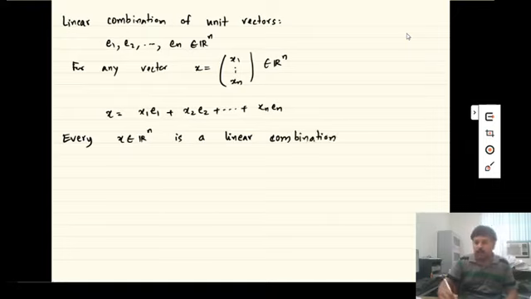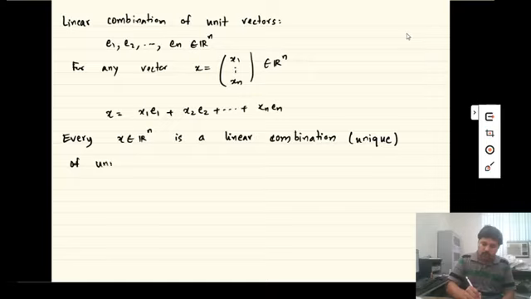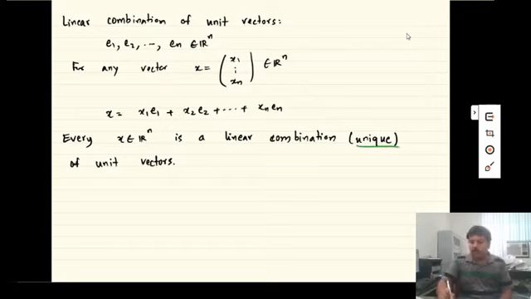And this linear combination, I will just use the word unique, though I will not tell the meaning of this word right away, is a linear combination. In fact, I will say it's the unique linear combination of unit vectors. What I want you to think about is this word unique.